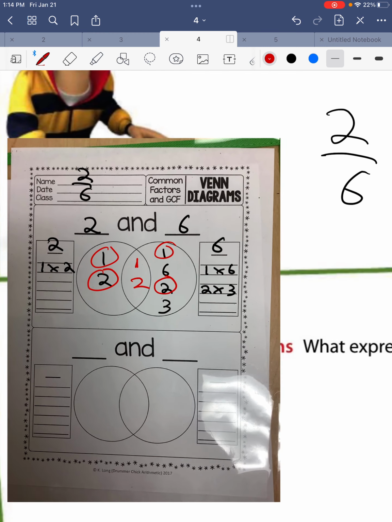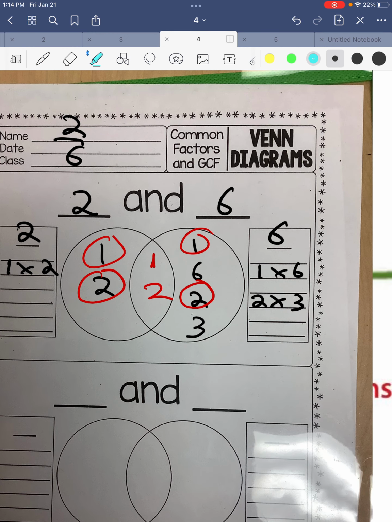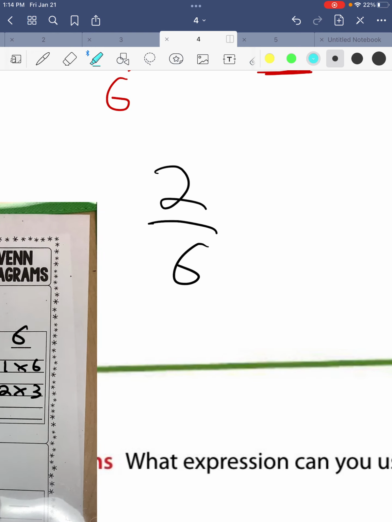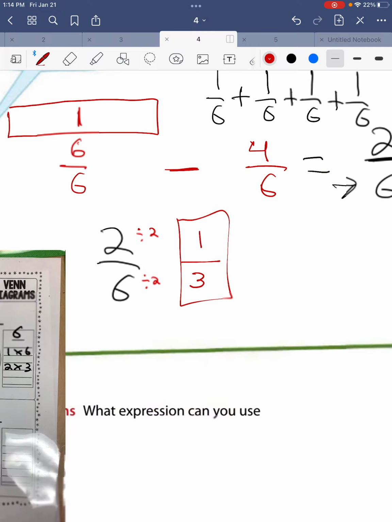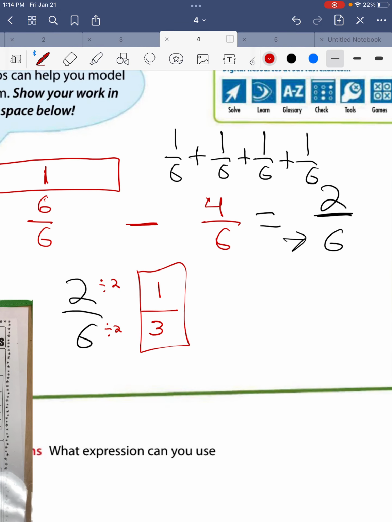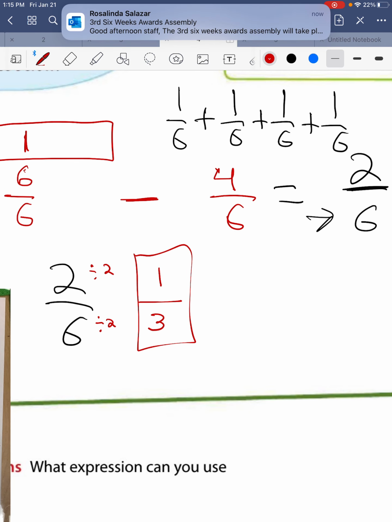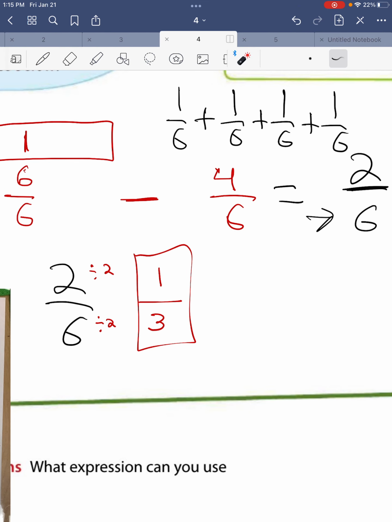So now I have to look, what's the biggest number they have in common? That's my 2. So I'm going to go back to my fraction, and I know that I can divide both numbers by 2. 2 divided by 2 is 1, 6 divided by 2 is 3. So my real answer is 1/3. Remember, you have to simplify your fraction. You have to make it smaller, okay? 1/3 is your answer.